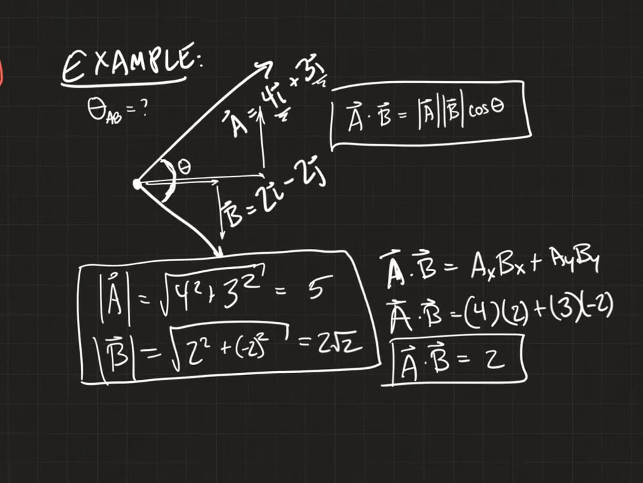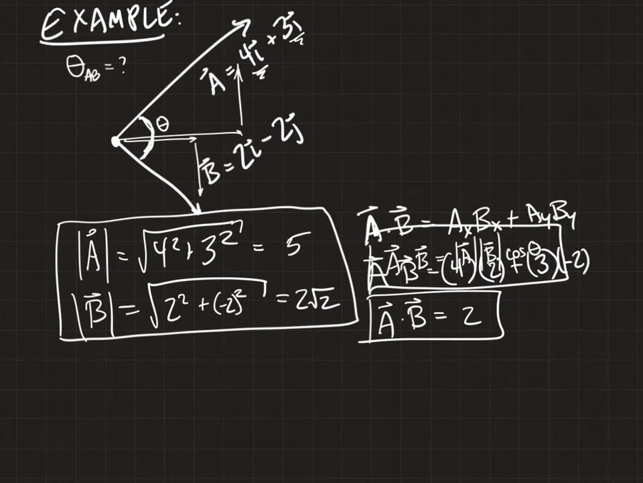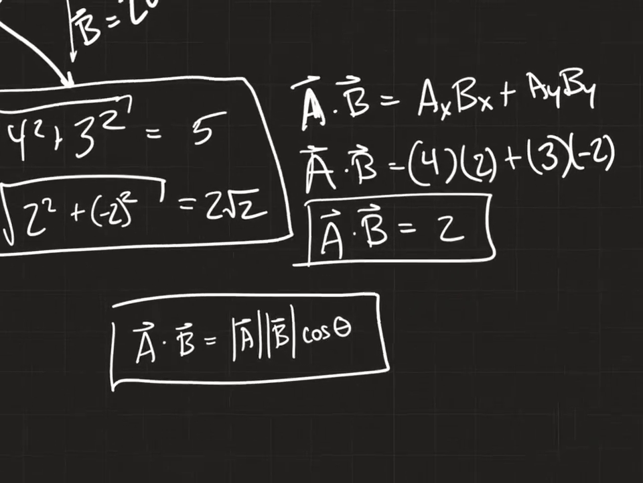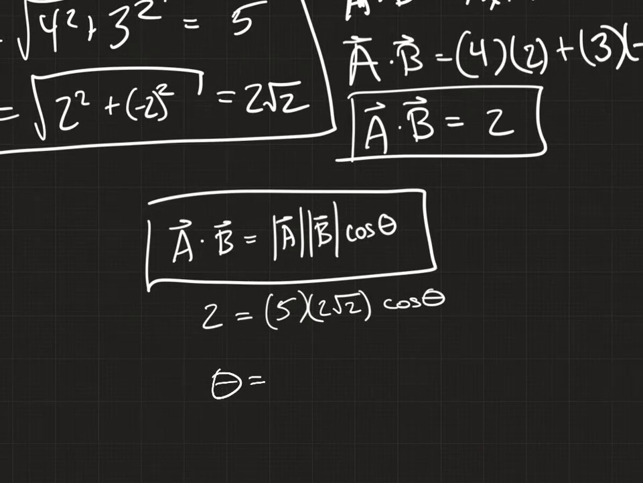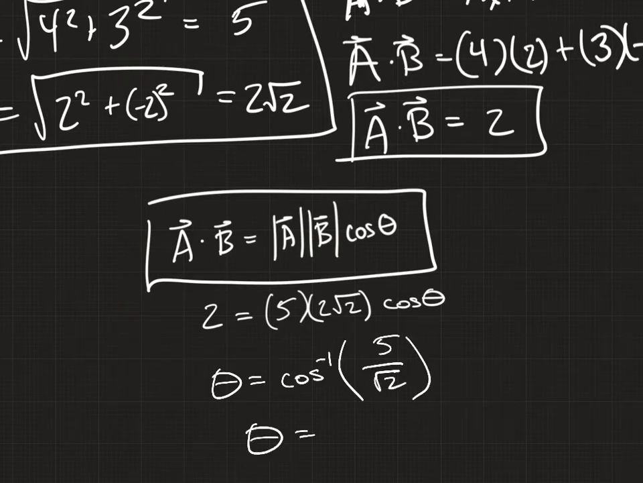All right, so that means we're cooking with gas. So we can drive this thing down here, and I'm ready to plug some numbers in. A dot B is 2, which equals the magnitude of A, which is 5, times the magnitude of B, which is 2 root 2, times cosine theta. So theta then equals the inverse cosine, just doing the little algebra here, of 5 over the square root of 2. I believe that's right. Yeah, so theta equals.